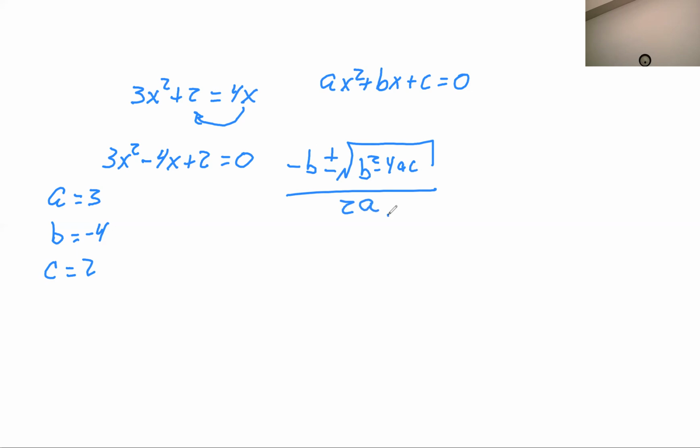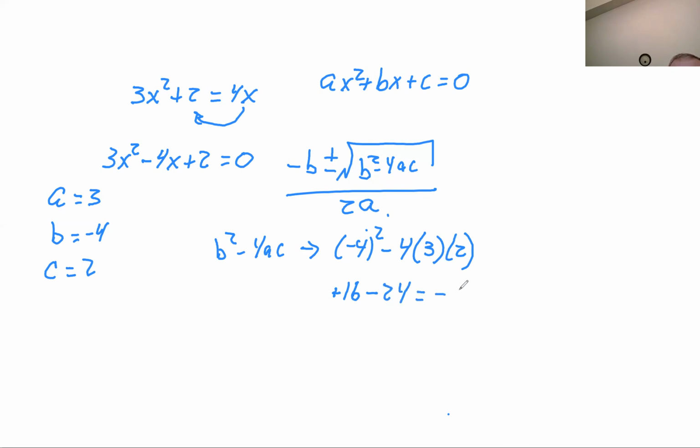So what do we want to do? Well, remember, the first thing you want to do is the discriminant, or what's underneath the square root. And so let's take a look at that. And so that would be minus 4 squared minus 4 times 3 times 2. And so when you look at that, you have plus 16, minus 4 times minus 4 is 16. And then we have 12, 24, minus 24. So it looks like we have minus 8.